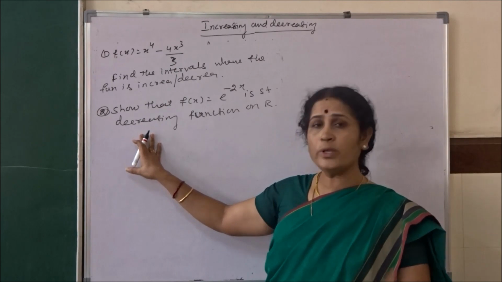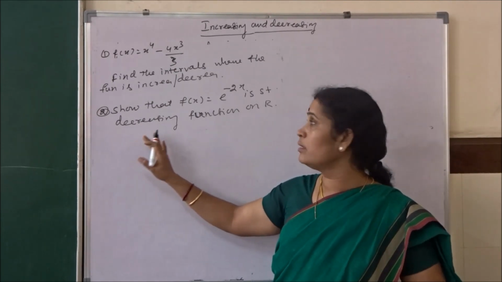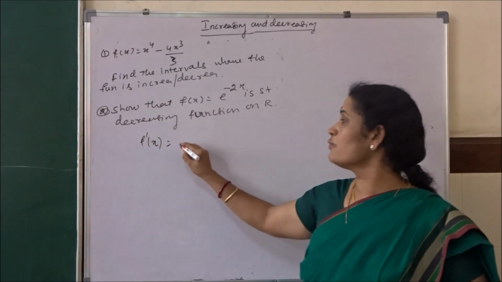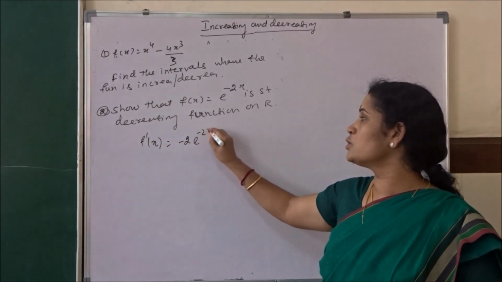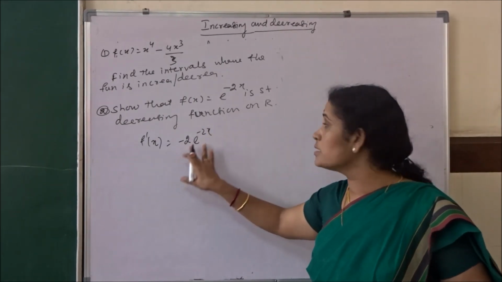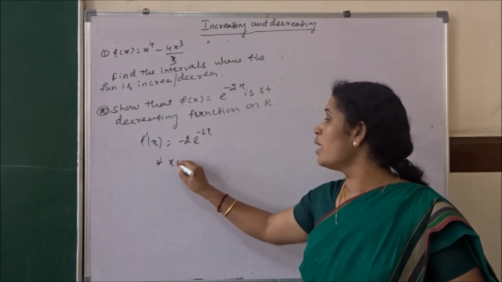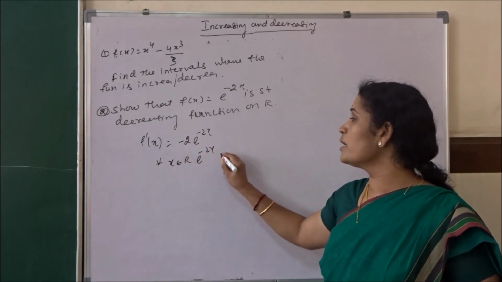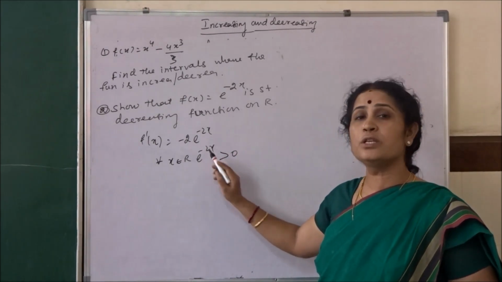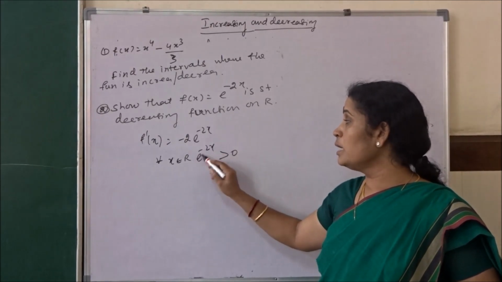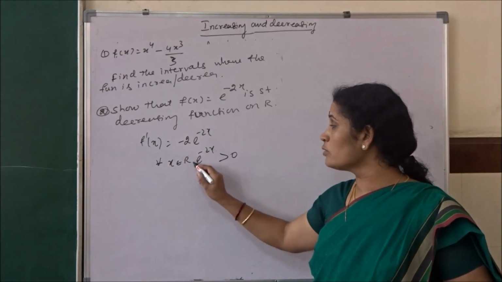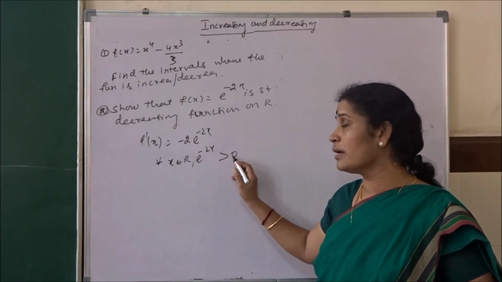If you want to show that a function is increasing or decreasing, then simply you find f dash of x. What is f dash of x? Minus 2 into e power minus 2x. Now by argument you say why it is positive, why it is negative. See, for every x belongs to R, what about e power minus 2x? Definitely always greater than 0. If we keep 0, e power 0 becomes 1. If we keep 1, e power minus 2, that is 1 upon e square, that is positive. So for every x belongs to R, e power minus 2x is greater than 0.